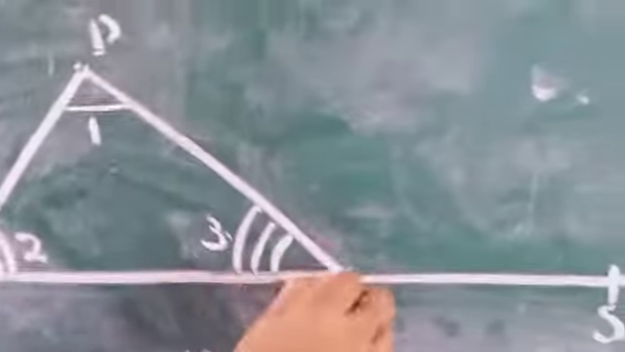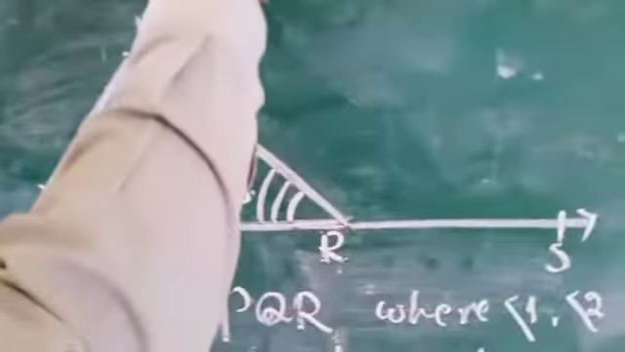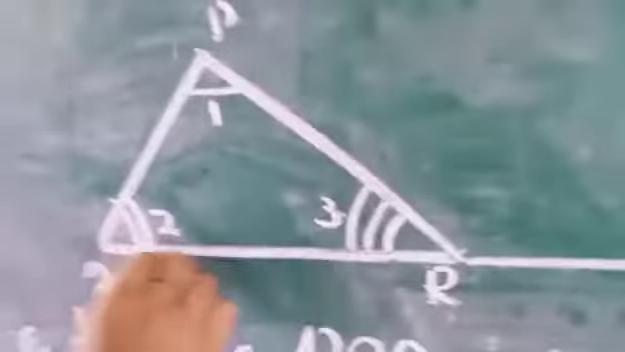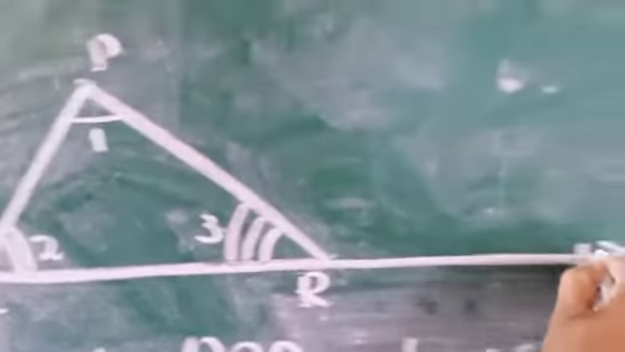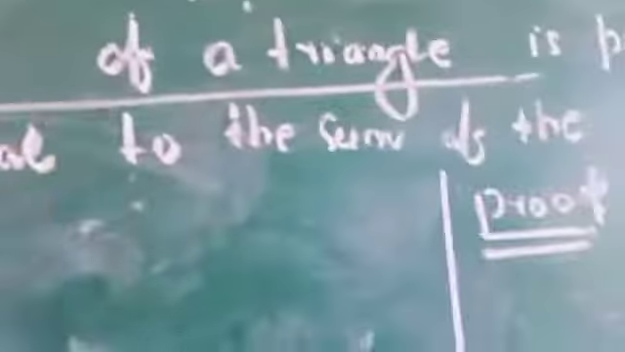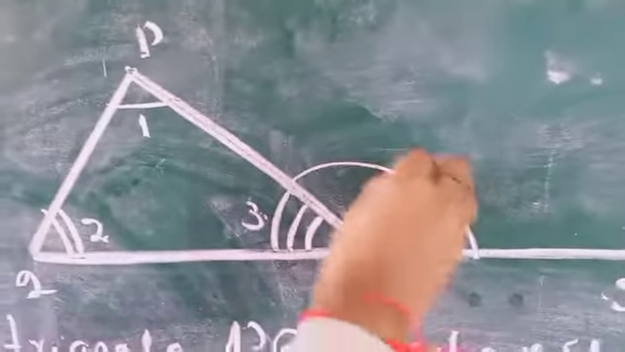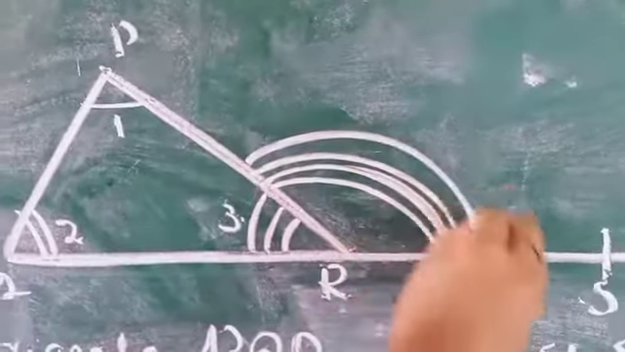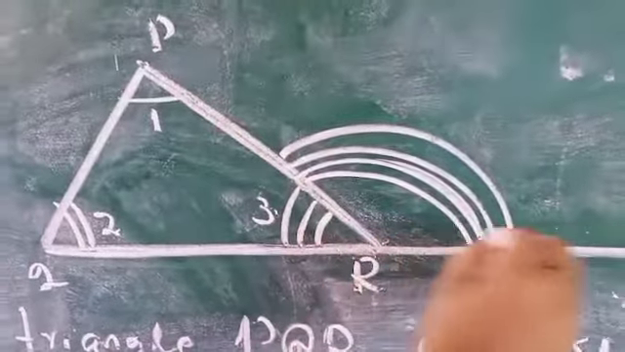Understood? So if a side of a triangle is produced, you see PQR is a triangle. Which side is produced? QR is produced to a point S. Then the exterior angle so formed, who is the exterior angle? This one. The exterior angle so formed means PRS.